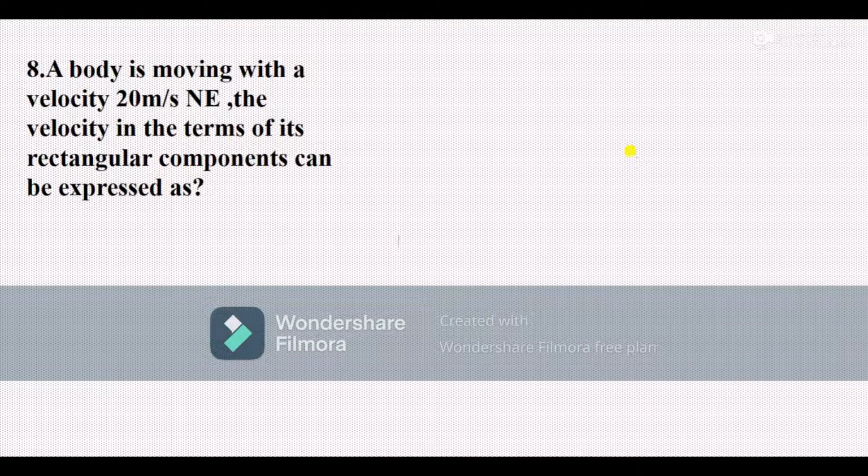The next problem, we are going to find how to resolve a particular vector into two components. The question given is, a body is moving with velocity 20 meters per second in the northeast direction. So we draw the direction format: east, west, north, south. Here the velocity of the body is in the direction of northeast, in between north and east.